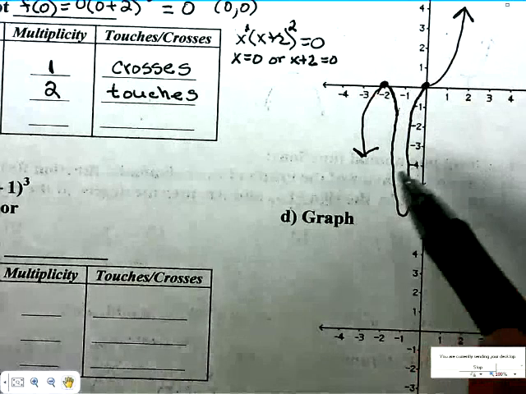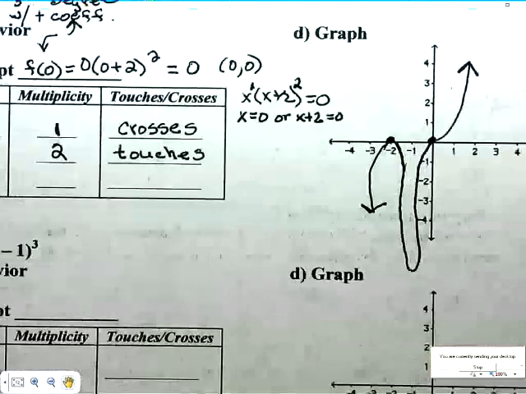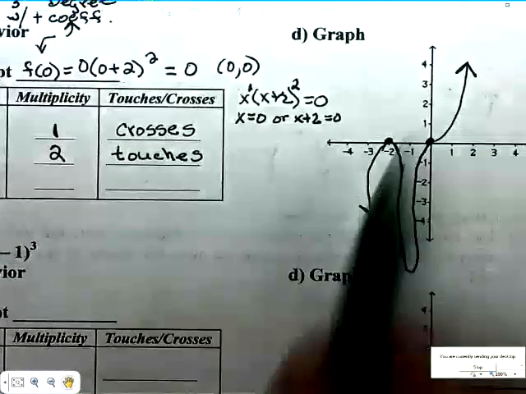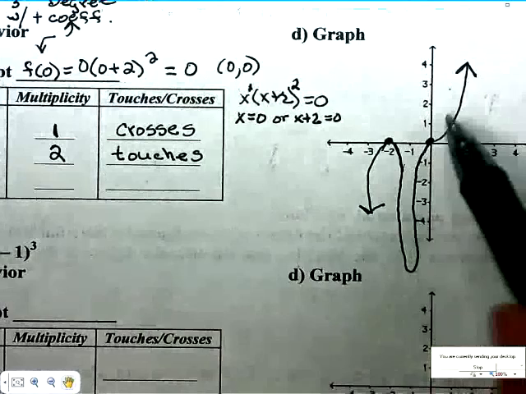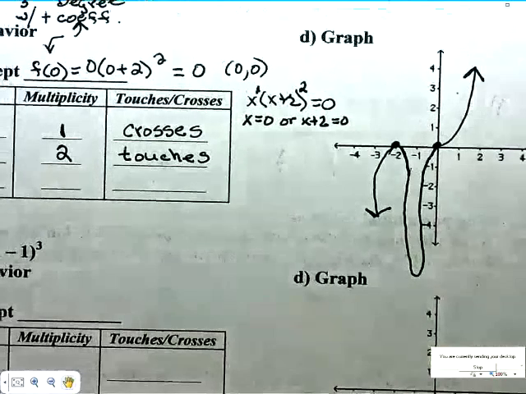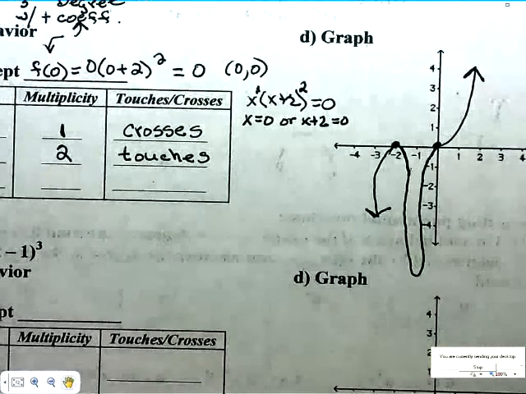That's good enough. My graph had, hey, its two squiggles. Here's one turning point. Here's two turning points. And that's a pretty good graph of that function.